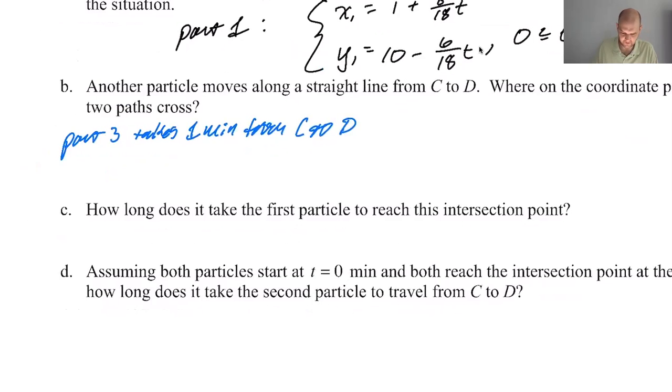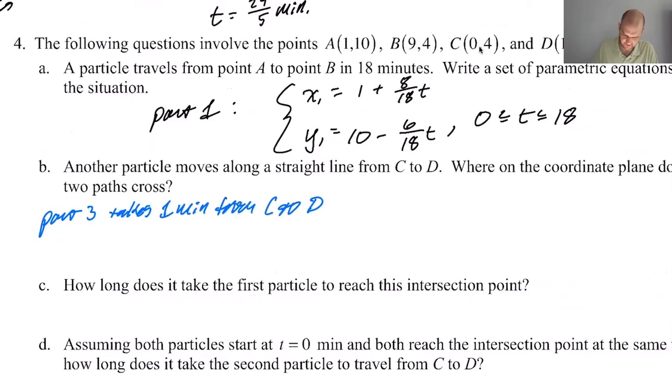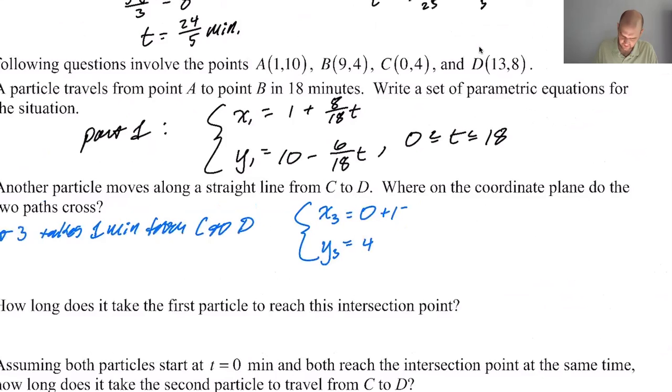And that means that I can write parametric equations for that. I'm going to write them up here and then move them, I think. Well, maybe not. So x3, y3. So we're going from C to D. So 0, 4 is the point C. And then it's just going to be plus 13t and then plus 4t. And this will go between 0 and 1.